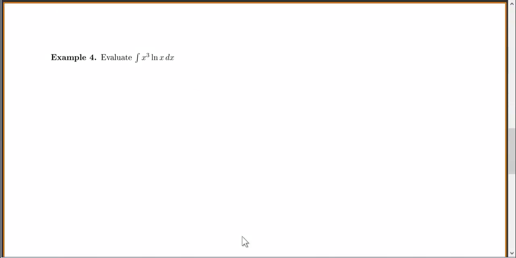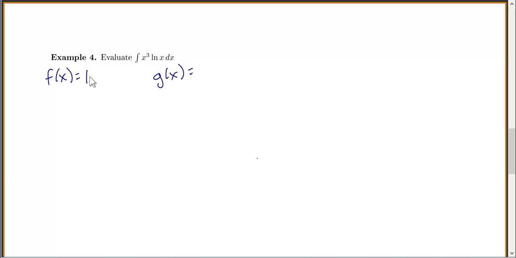So in this example 4, let's evaluate the integral of x cubed times the natural log of x dx. Okay, so f of x, in the past we've been putting like x or x plus 1 as our f of x. And I might be tempted to say f of x is x cubed. But this natural log of x, do you know how to take the antiderivative of natural log of x? No, we've never learned that formula.